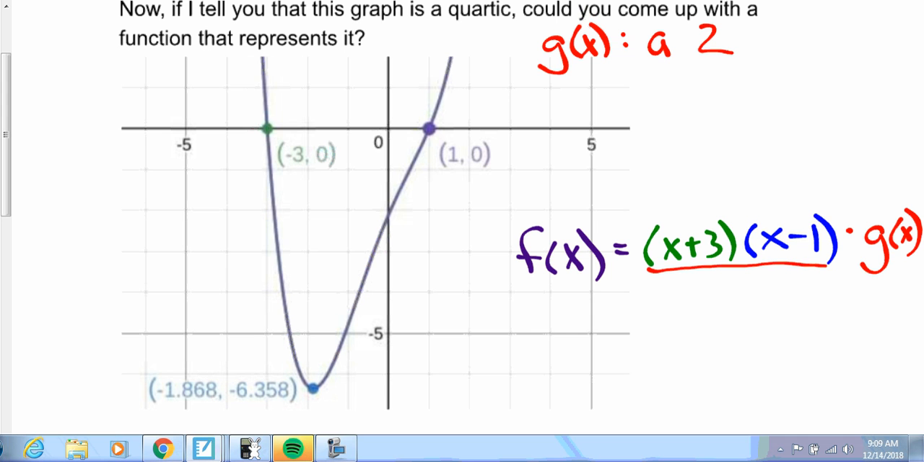Now, I take that something with an x squared. What do I have to multiply by? What type of polynomial do I have to multiply by to give me a quartic? Another x squared, right? Another quadratic. Good. So, I know g of x is going to be a second degree polynomial.